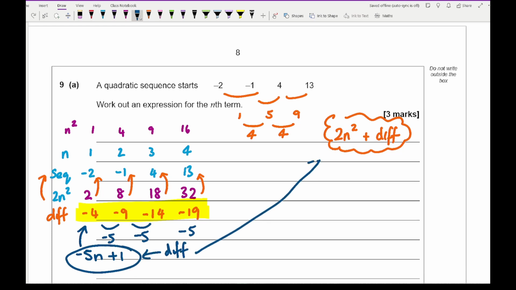So if I substitute that into my original nth term, I find that the nth term of this quadratic sequence is going to be 2n squared minus 5n plus 1.